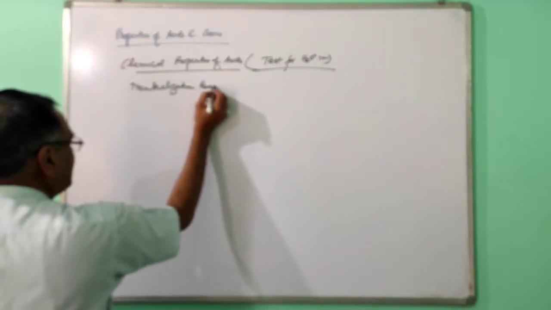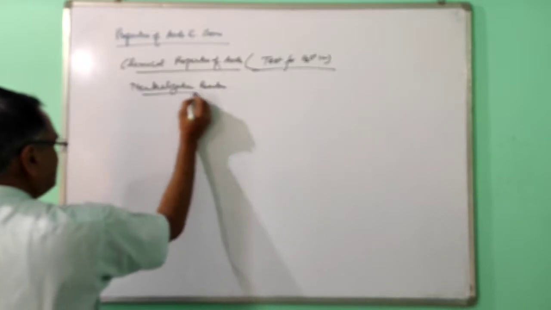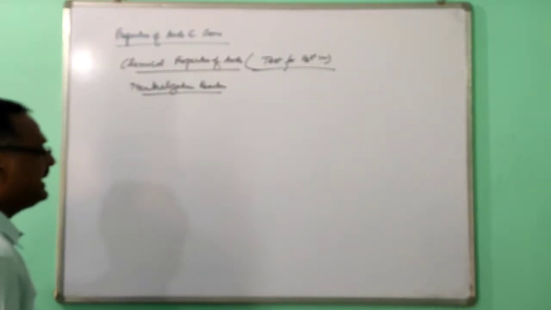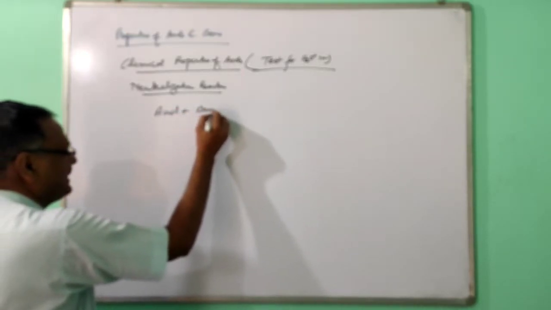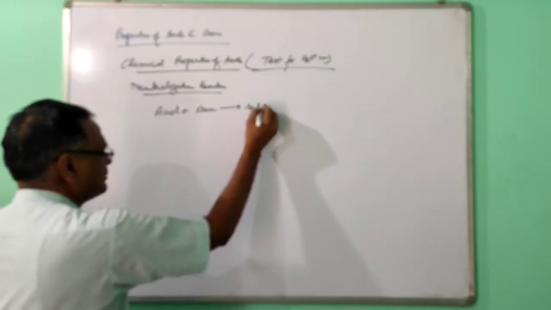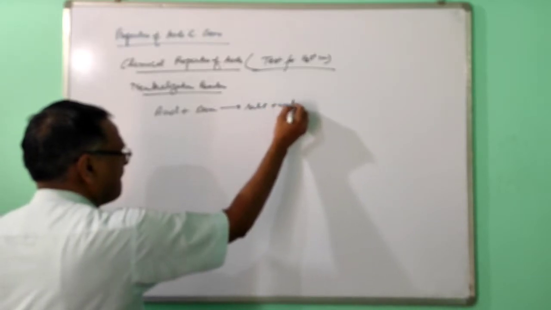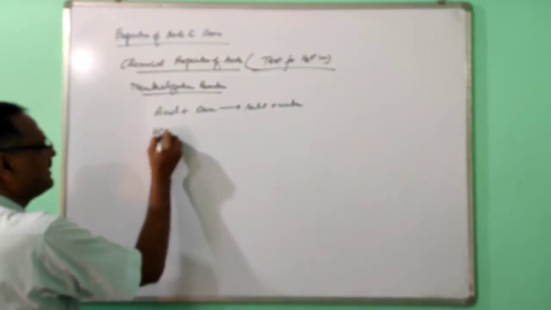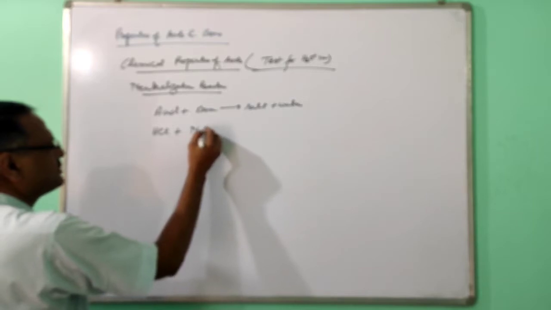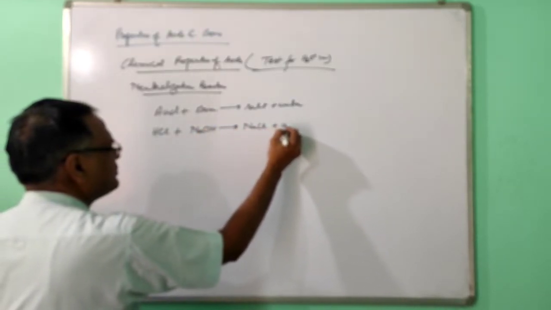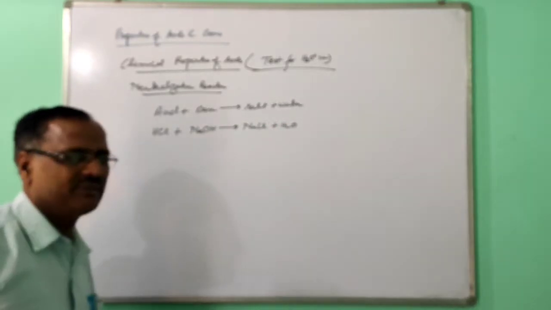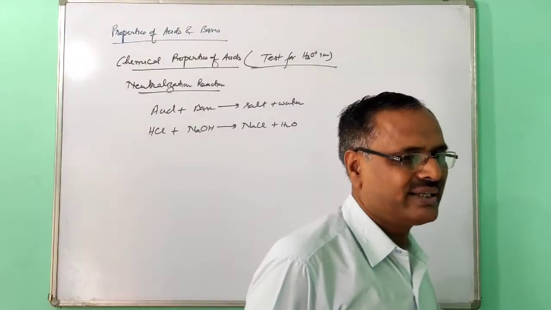Neutralization reaction. So as you know, acid and base react to form salt and water. So HCl reacts with sodium hydroxide to form sodium chloride and H2O. In this reaction no observation will be there because all are colorless.